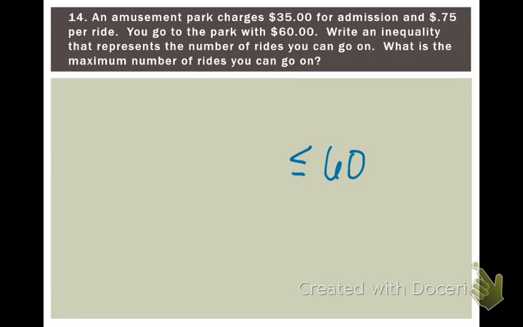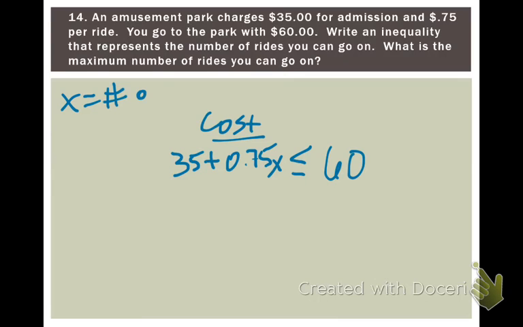Now, how do you come up with your costs, Andrew? 35 plus 75 cents. So we're going to pay $35 when we walk in the door, and in addition to that, we're going to pay 75 cents every time we ride a ride, so 0.75x. So x must stand for the number of rides. Good. So there's your inequality.